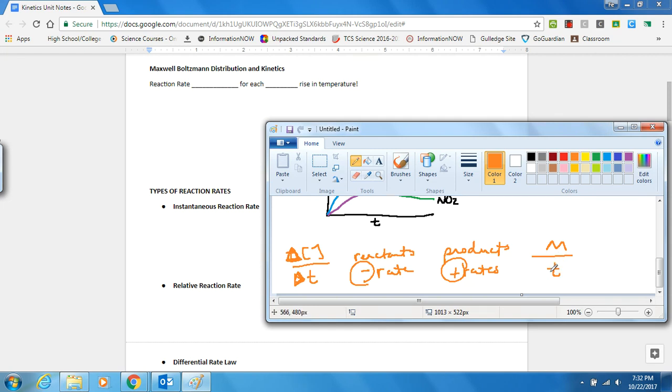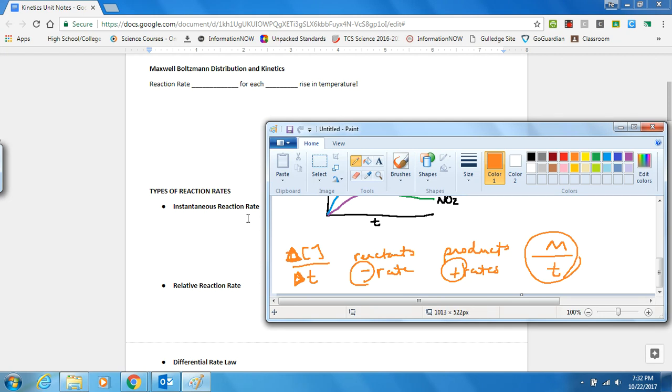This time unit can be seconds, minutes, hours, or even days or years, depending on what time unit you're working with. So our units for rate are molarity over whatever time unit you're working with. Now let's talk about instantaneous rate and what that means.